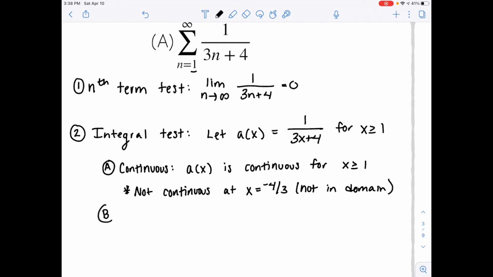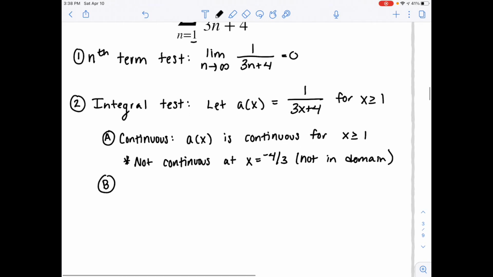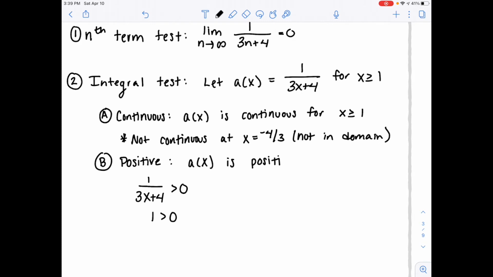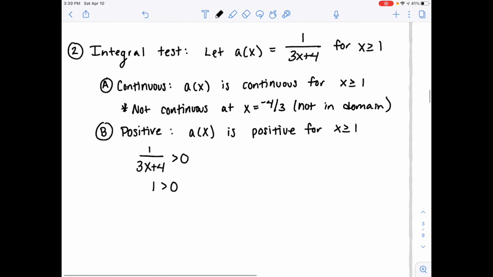Our second condition is that it has to be positive. So let's look at that inequality and prove whether or not it is going to be positive. If we set 1 over 3x plus 4 greater than 0, we're looking for x greater than or equal to 1. If we solve that, we get 1 is greater than 0, which is a true statement. So we can say that a of x is in fact positive for all x greater than or equal to 1, because if x is greater than or equal to 1, the denominator is going to be positive, and 1 over a positive number is always positive. So we're good there.